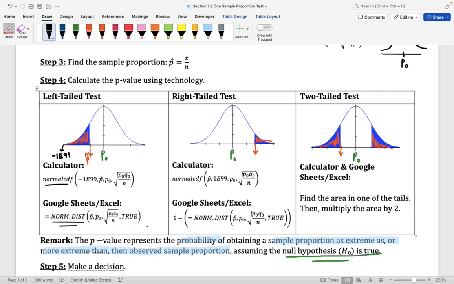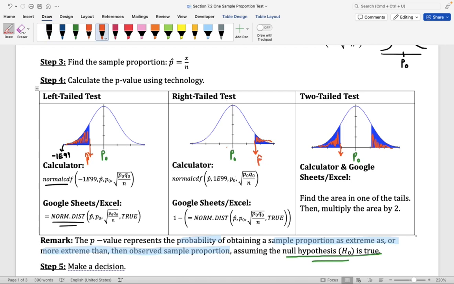If you're doing this with Google Sheets or Excel, you simply need to provide the p-hat value, the mean, and the standard deviation, because remember, this function is always going to give you the area to the left of the p-hat you enter here.